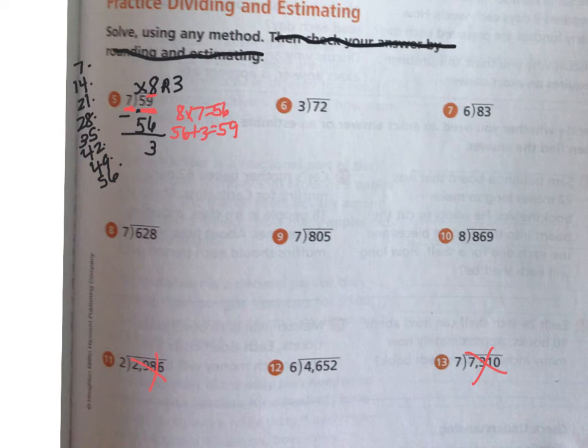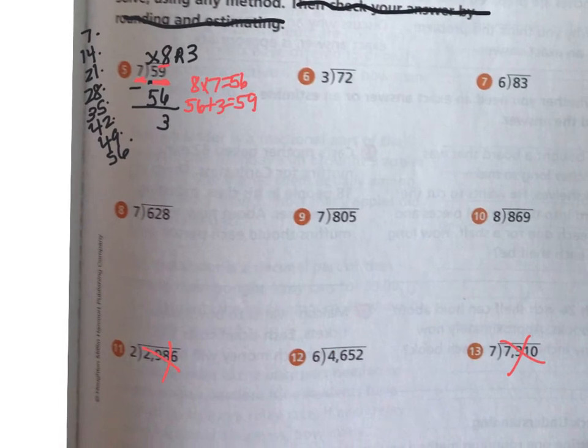All right, our next one, I think I'm gonna leave number 6 for you to do on your own and number 7 for you to do on your own. Number 8, I will get you started on that one. So I have 7. Does 7 fit into 6? No, it does not. Does 7 fit into 62? Yes, it does. Let's figure out how many times.